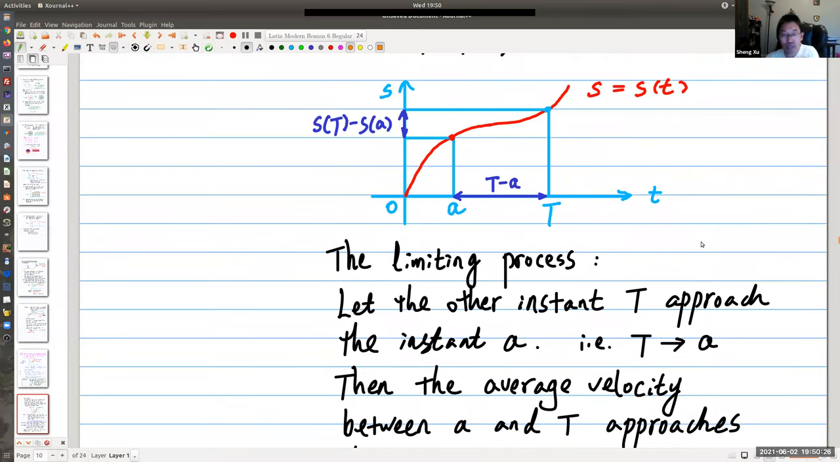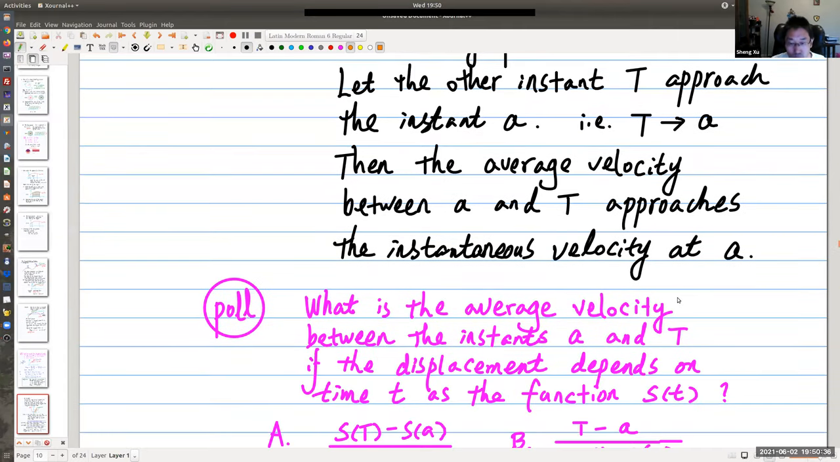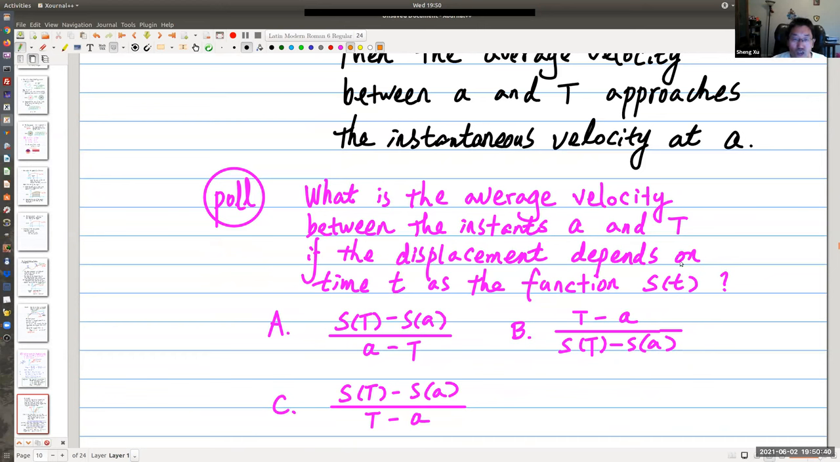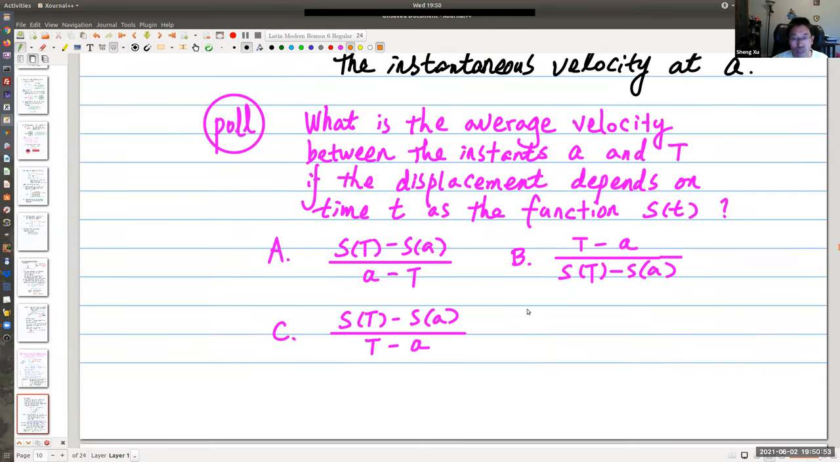Yes, right? So when that duration, from A, is getting very small, then of course that average velocity is almost like the true velocity at A. So again, you have a limiting process. If I ask you, what is the average velocity between instant A and the instant T, if the displacement depends on time T as a function S of T, I think I already told you the answer.